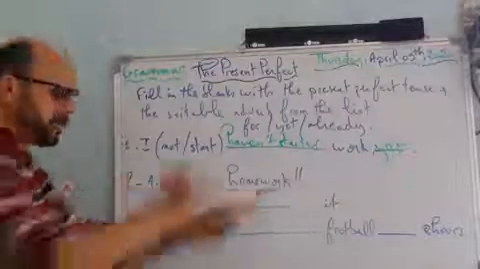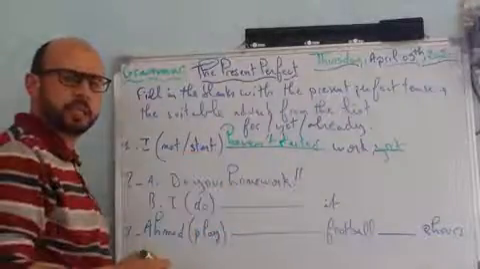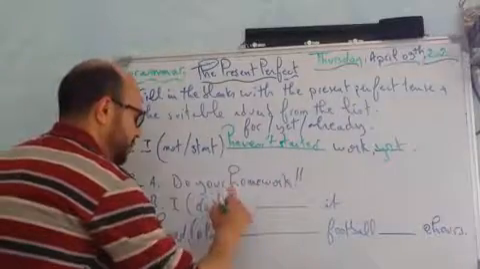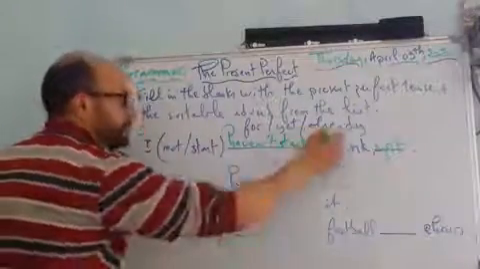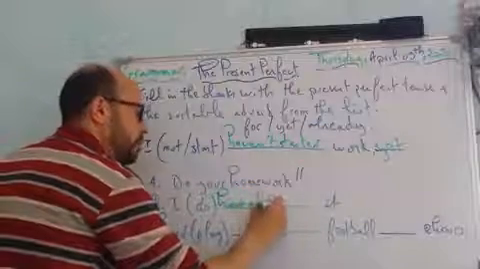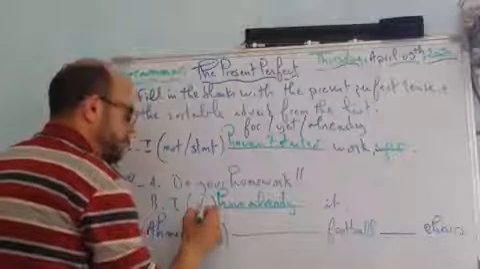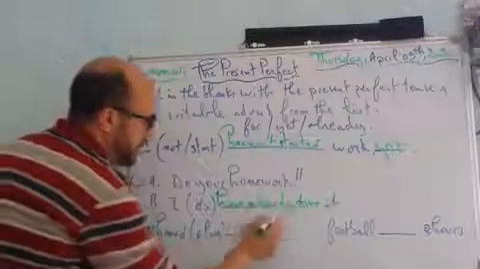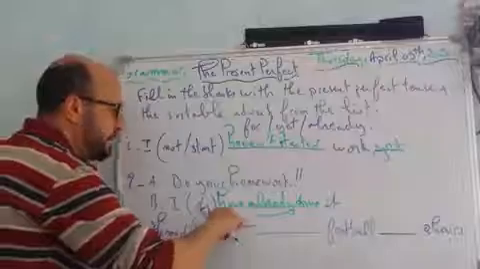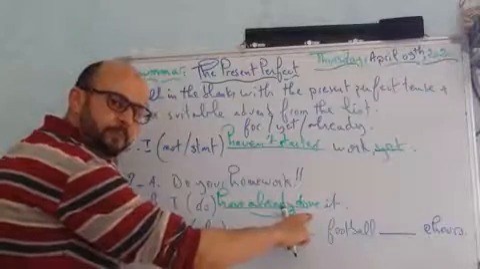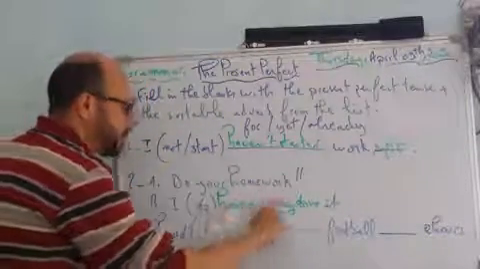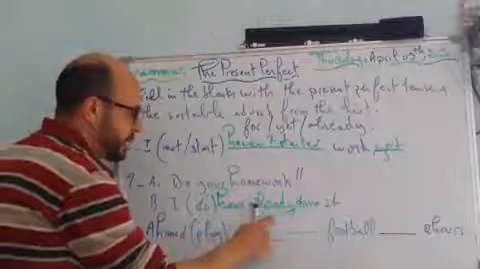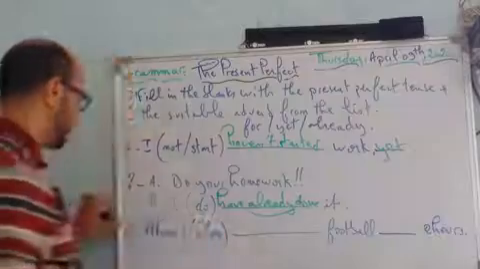Dialogue. Do your homework. The mother is speaking to her son. Do your homework. I have already plus the verb in the past participle, done it. Already is always placed between have and the past participle. This is its place, always between have and the past participle. So just and already are placed between have and the past participle.